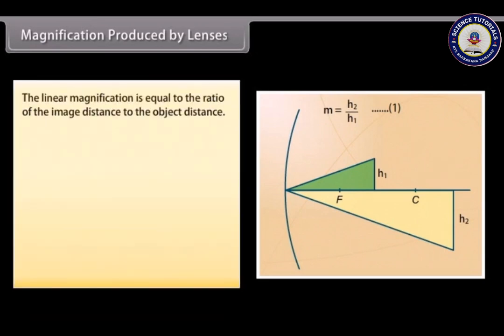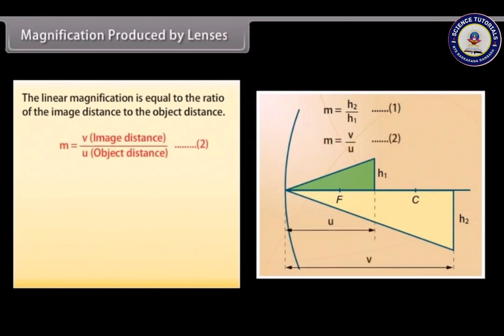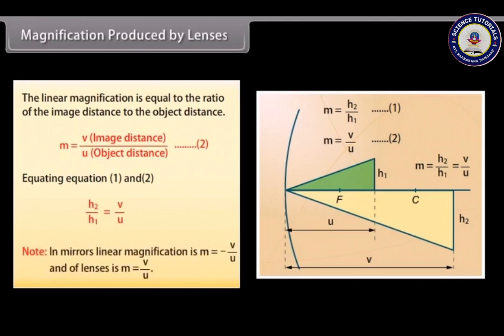The linear magnification is equal to the ratio of the image distance to the object distance. M is equal to v, image distance, upon u, object distance, which is equation 2. Equating equation 1 and 2, h2 upon h1 is equal to v upon u. Note, in mirrors, linear magnification is M is equal to minus v upon u, and for lenses, M is equal to v upon u.